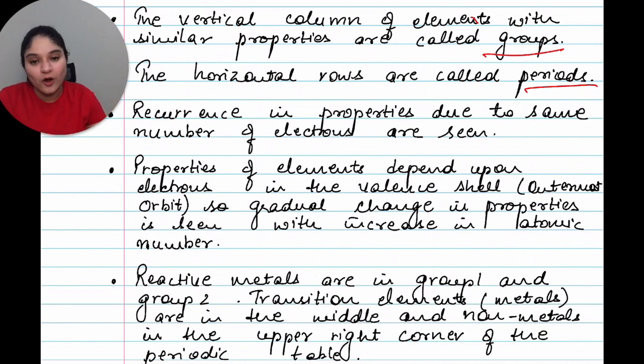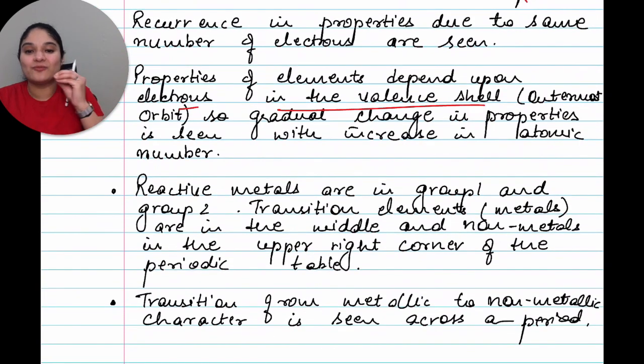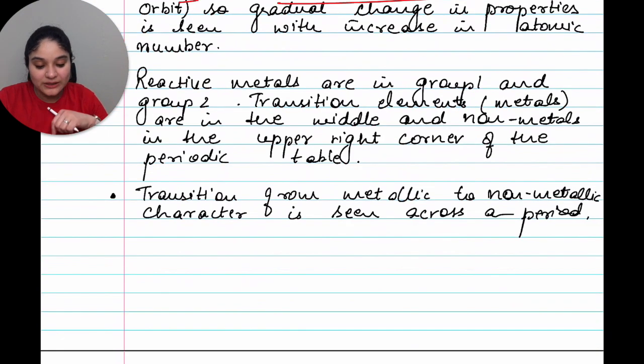What kind of bond it will form? How will it behave with certain elements? So, the number of electrons in the outermost shell tells you all of this information about the element. So, gradual change in property is seen with increase in atomic number. Next is reactive metals are in group 1 and group 2. Transition elements are in the middle and non-metals are in the upper right corner of the periodic table. Now, next is transition from metallic to non-metallic character is seen across a period.